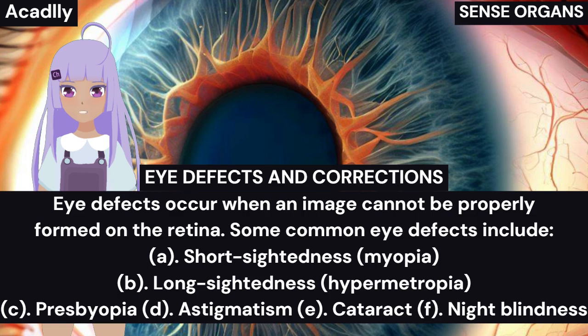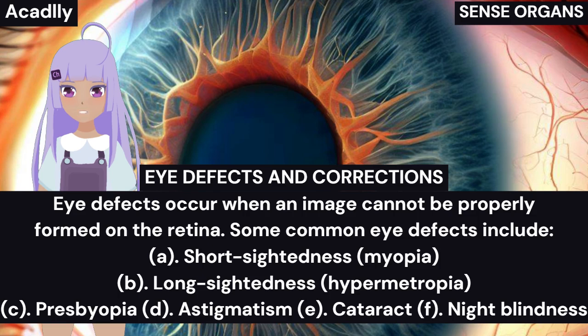2. Correction. Using spectacles or glasses with concave or diverging lenses that diverge the light rays from distant objects before they enter the eye. This allows the eye to bring the rays to a focus directly on the retina.